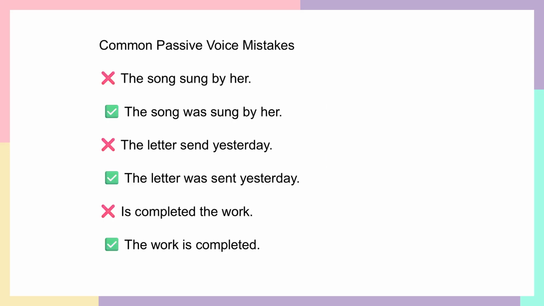Slide 7: Common passive voice mistakes. Let's avoid some common errors in passive construction. Do not say "the song sung by her"; instead say "the song was sung by her." Do not say "the letter sent yesterday"; say "the letter was sent yesterday." Avoid "is completed the work"; say "the work is completed." Correct passive usage improves clarity and professionalism. Practice helps you recognize and fix these errors easily.